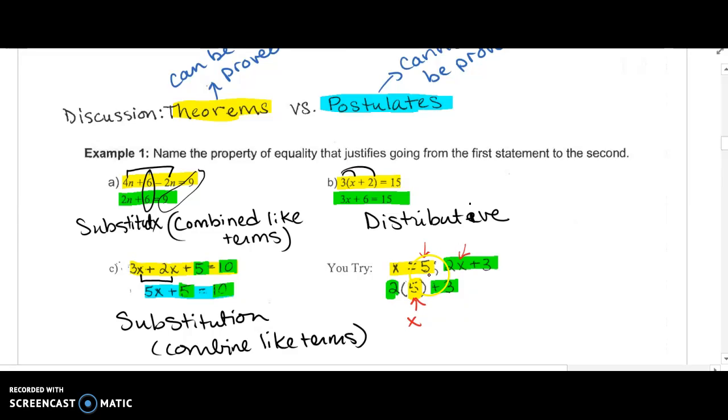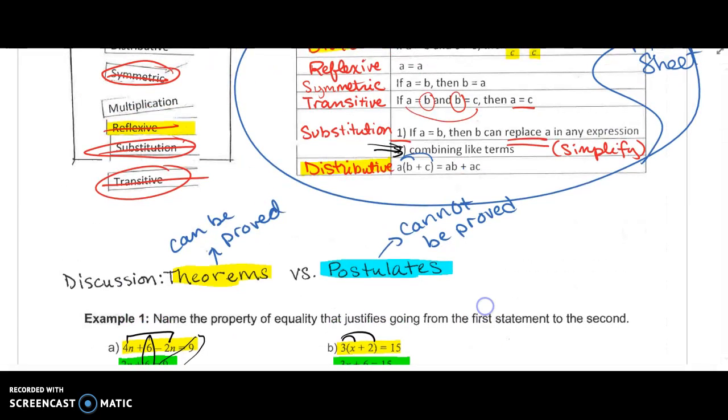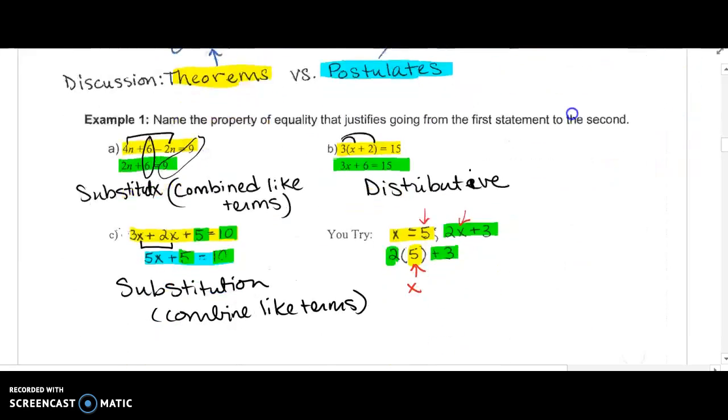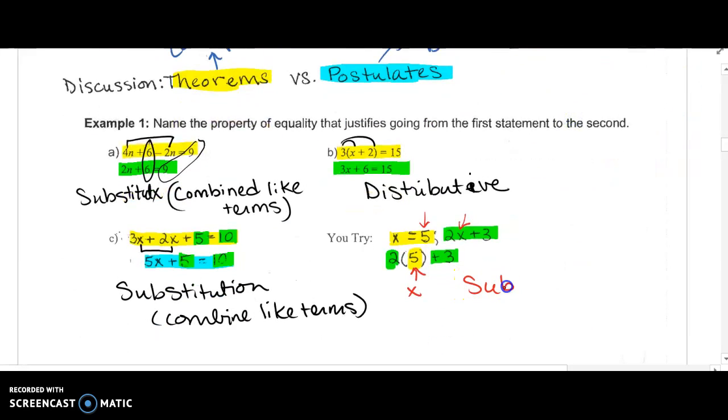So when I replace something, that's called substitution also. It's just a different meaning for the word substitution, but it's still called substitution. All right, we're going to pause right there and we'll pick up in the next video.